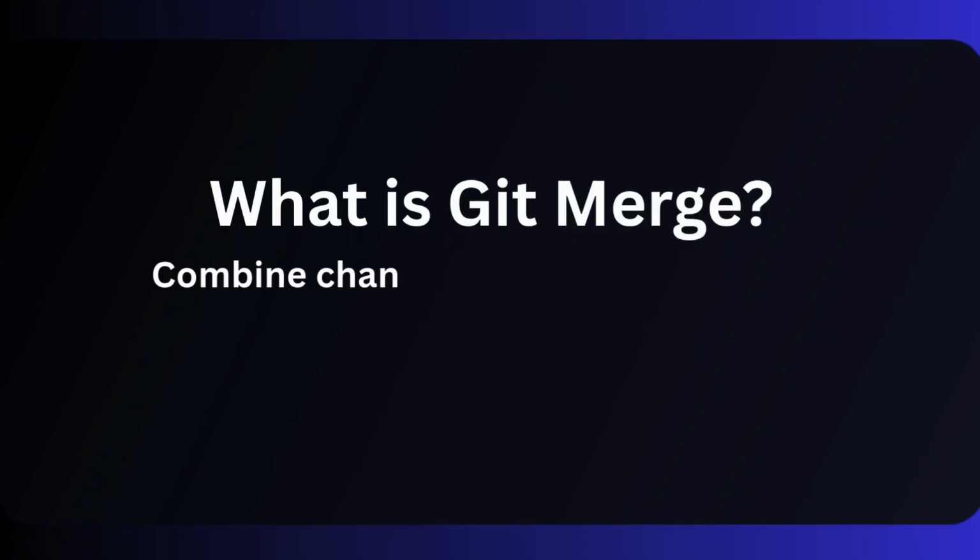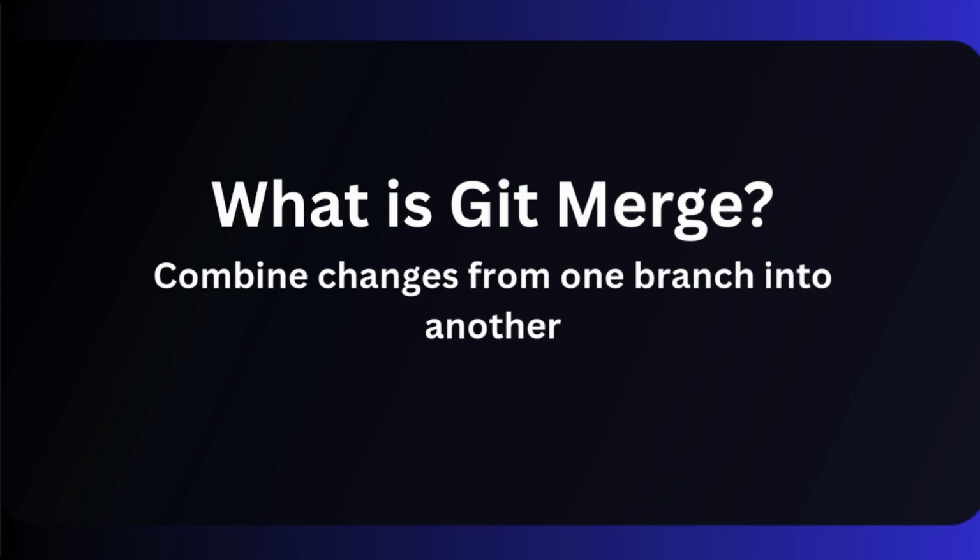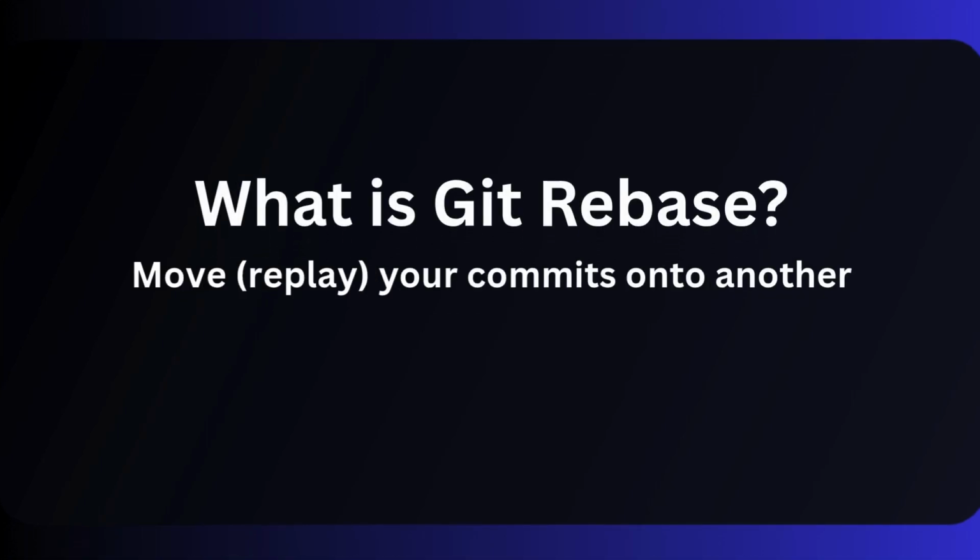Okay, so first, what is git merge and what is git rebase? Git merge basically combines the changes from one branch into another, and git rebase basically moves, or I can say replays, your commits onto another branch. We'll see this with the help of examples. Let me quickly share my screen and see you there with the help of one diagram I have. I'll explain that, and we'll see the live hands-on of what git merge and git rebase are and how they look.